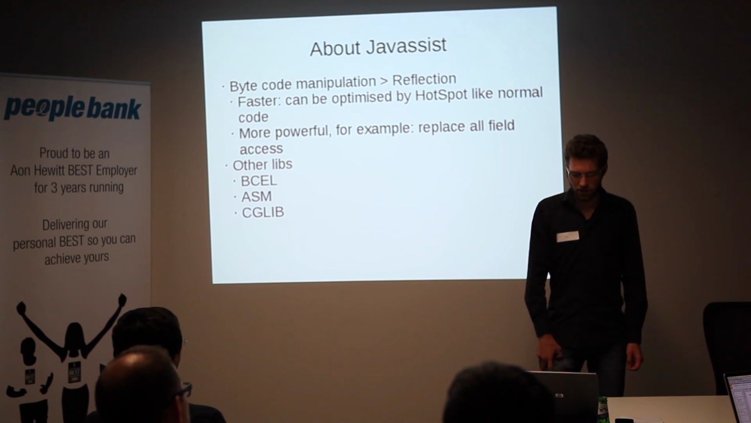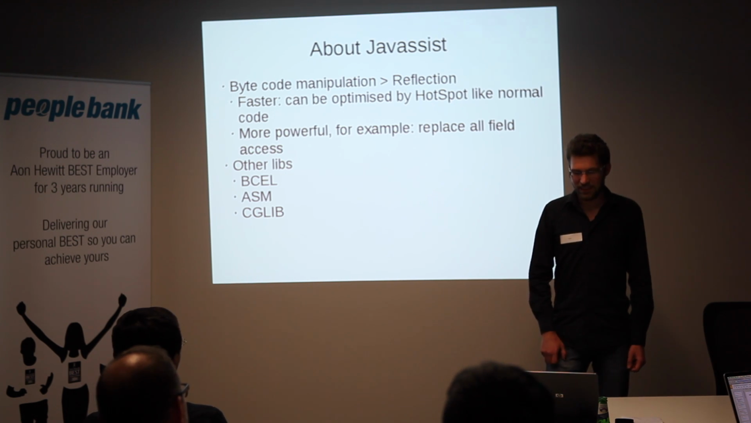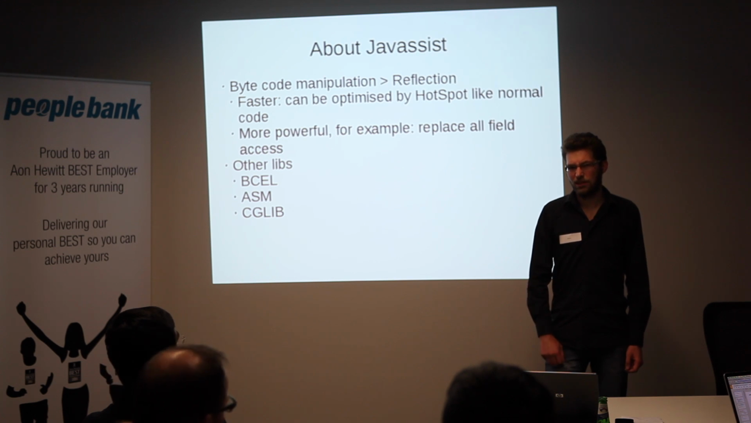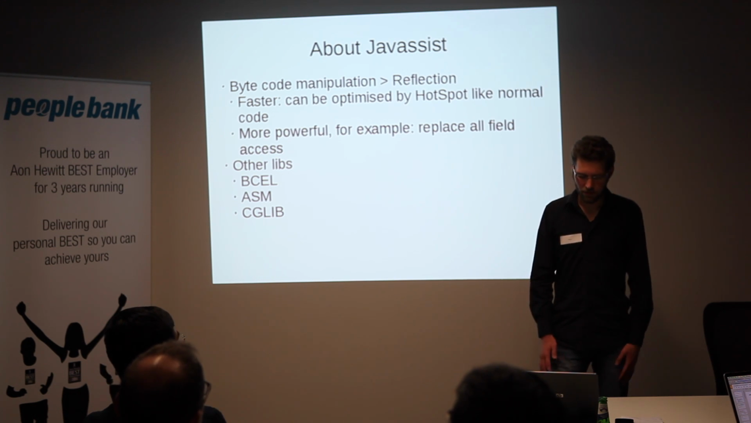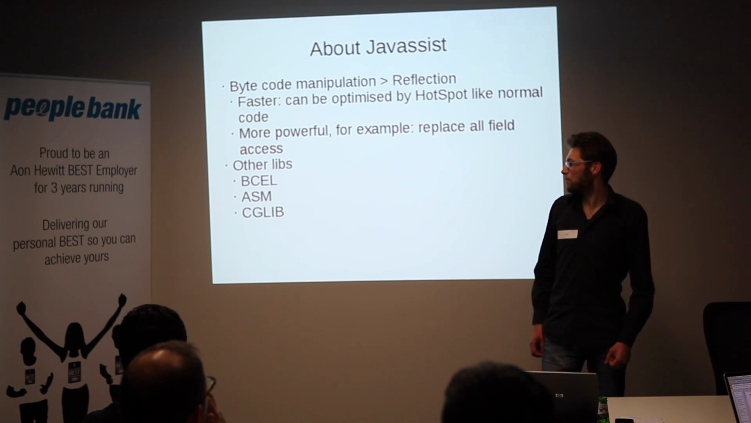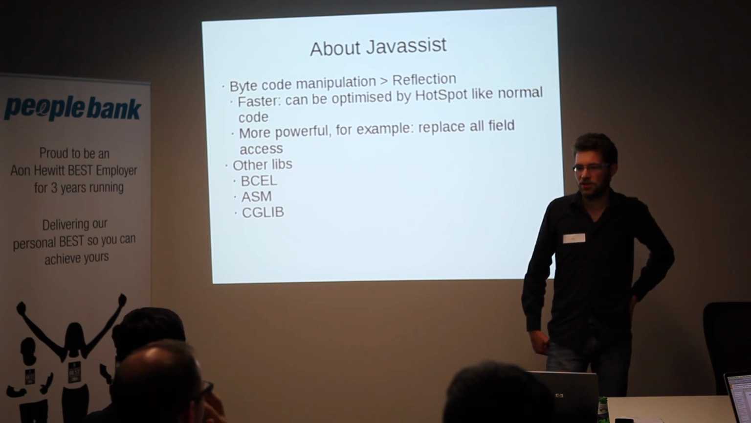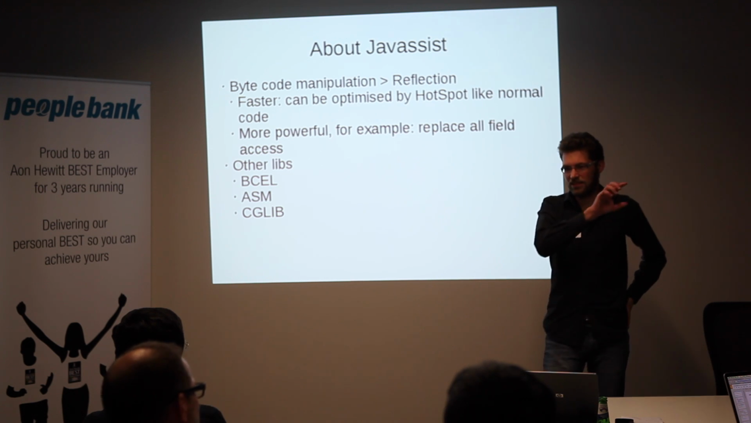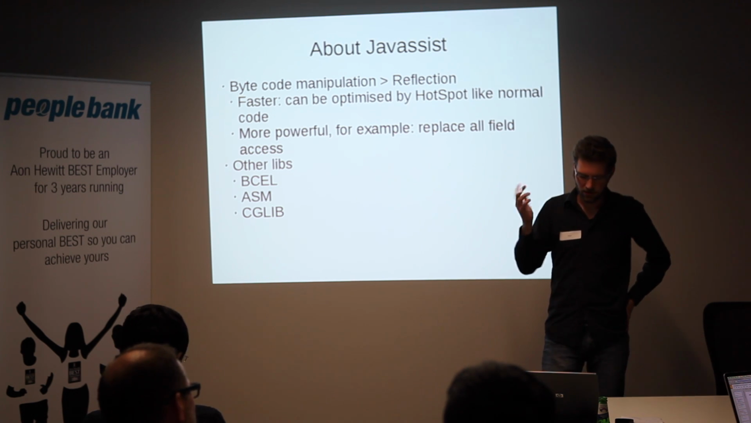Javassist is not the only one out there. There's BCEL, pretty old, but still in use by some other libraries. There's ASM and there's CGLib. The latter is, for example, used by Spring. Maybe some of you have seen it in a stack trace, when there's this in the class name: enhanced by CGLib, if you work with Spring.